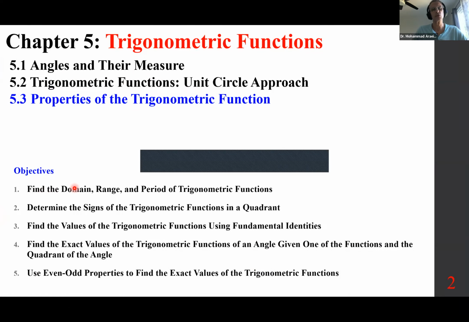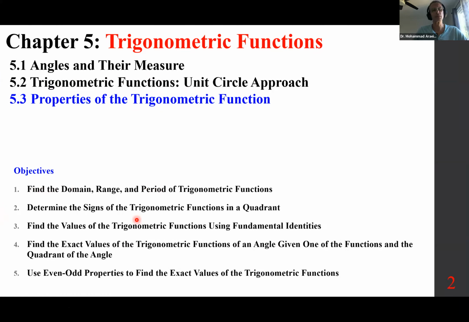functions by looking at their domain and range, period of trig functions, signs in different quadrants, find the value of a trig function using fundamental identities, find the exact value of trigonometric functions of an angle given one of the functions and the quadrant, use even and odd properties.